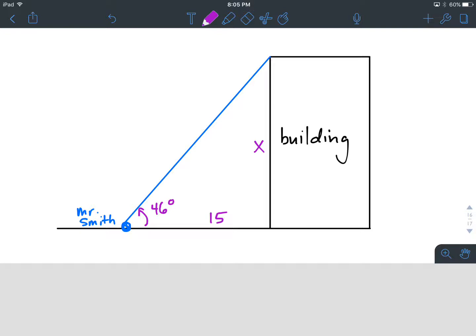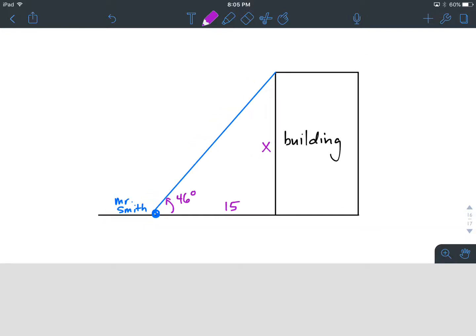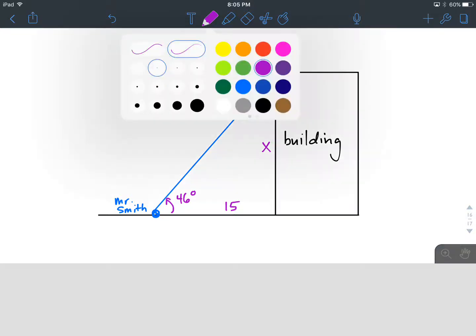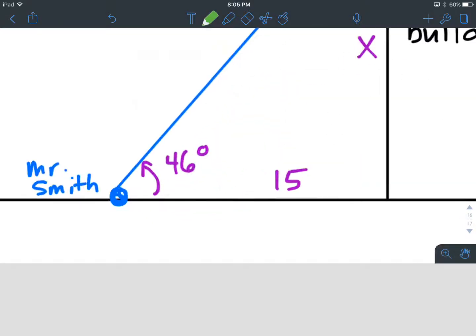Now we need to figure out how we can solve this. So let's start by putting in a reference angle. Now this reference angle here has been given to us as 46, so I'll color that in like usual.